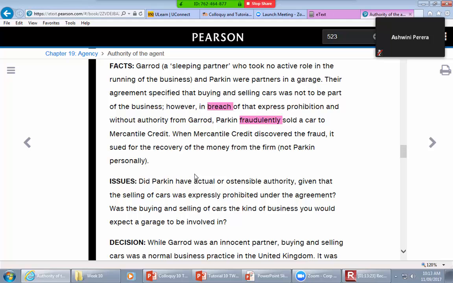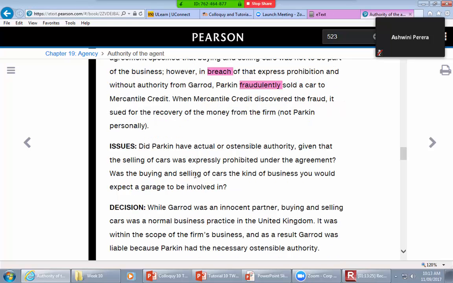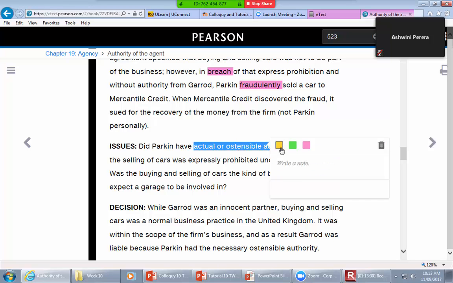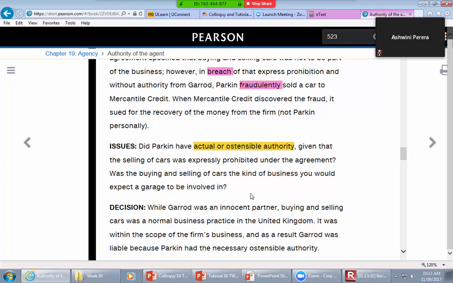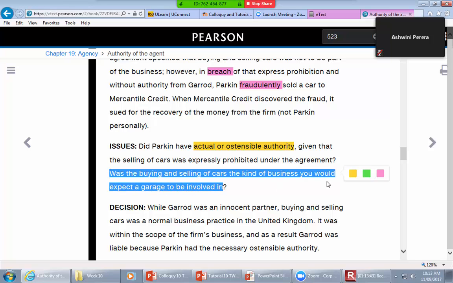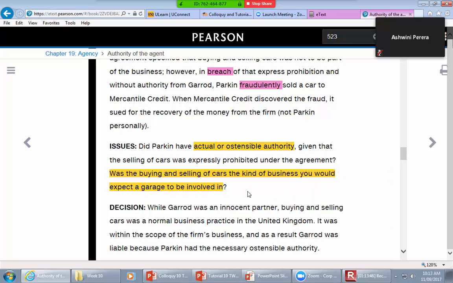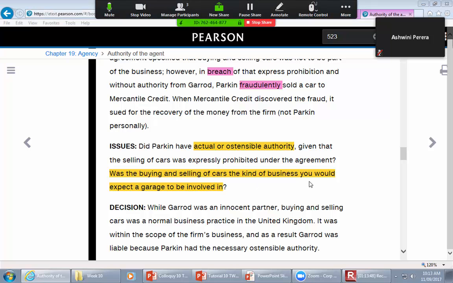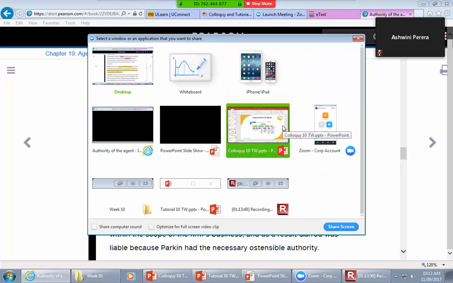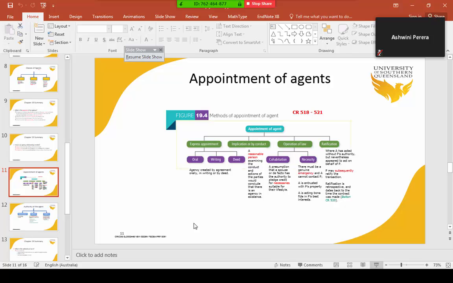What has Garrod to do with this? So, did Parkin have actual or ostensible authority, given that the selling of cars was expressly prohibited under the agreement? Was the buying and selling of cars the kind of business you would expect a garage to be involved in? So remember what we said about ostensible authority. In order for us to establish whether there's such authority, we said you have to do what? So, let's see.